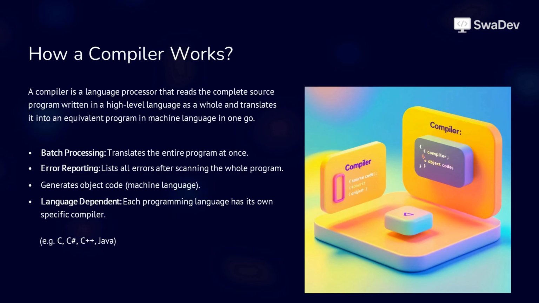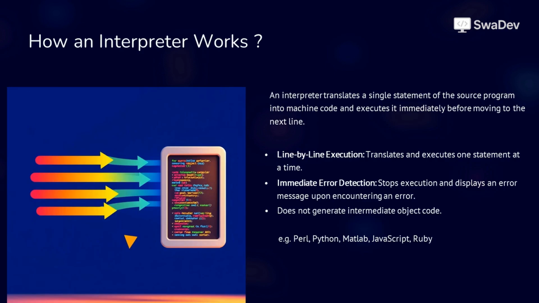In a compiler, batch processing happens. That means it translates the entire program at once. Also, error reporting happens after scanning: it lists all errors after scanning the whole program. Then it generates object code. Object code means machine language code. It is also language dependent. Each programming language has its own specific compiler. That means the Java compiler is developed for the Java language and the C# compiler is developed for the C# programming language.